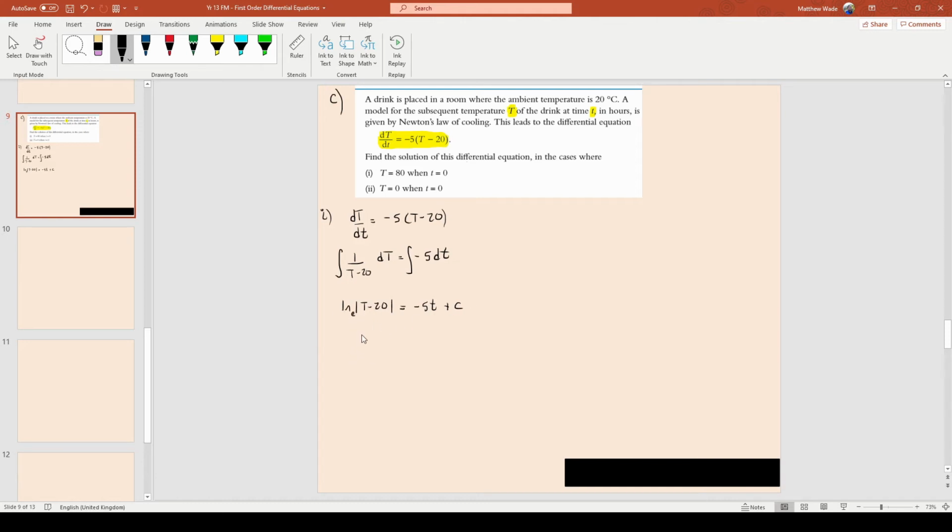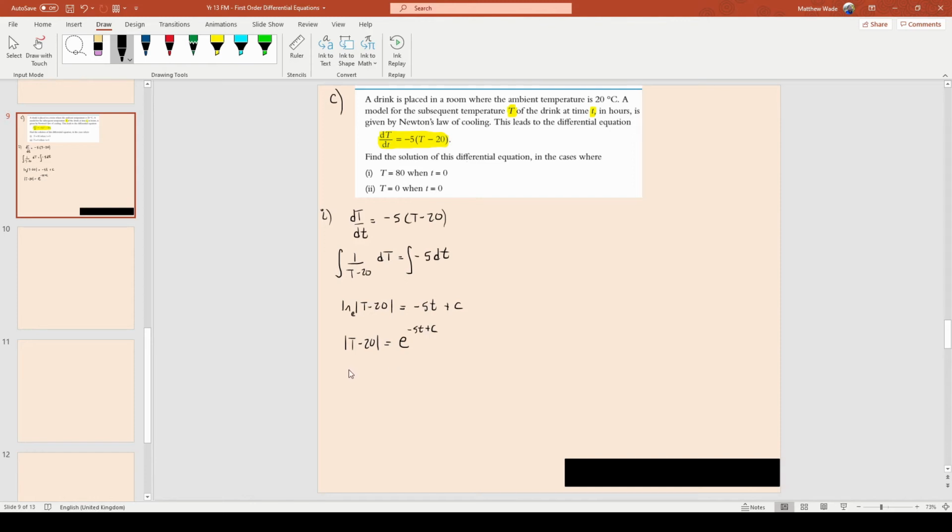Let's raise both sides to the e, because it's secretly base e. So we'll go e to that side equals the T take 20. So we're going to get modulus T take 20 equals, and this is going to be e to the minus 5t plus c. You might be thinking to yourself, is there a better way of writing that? And you say, yeah, of course there's a better way of writing it, because we don't like plus and minus. It's difficult to know what that plus c is doing in the power. So we're going to do that thing with the A like last time.